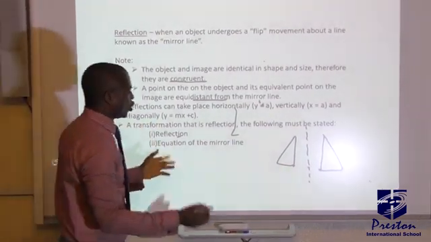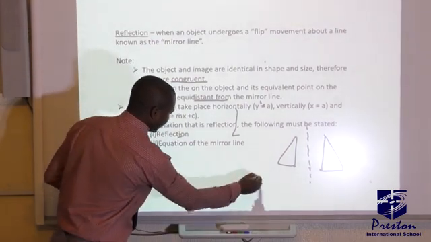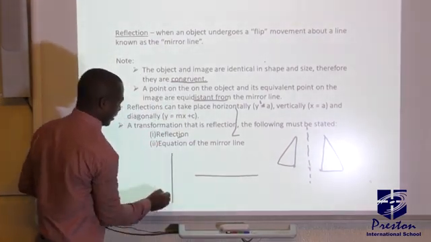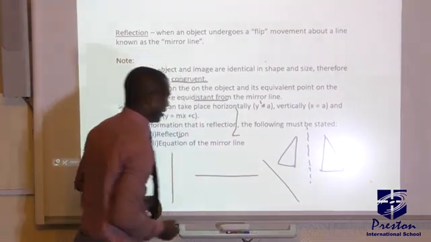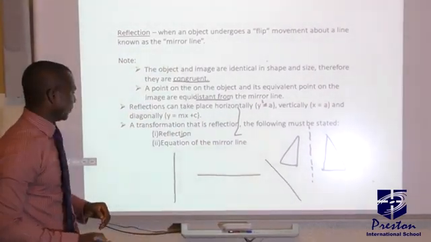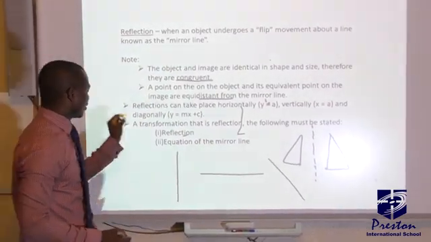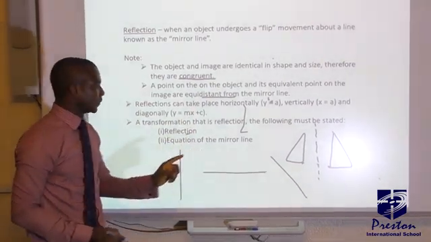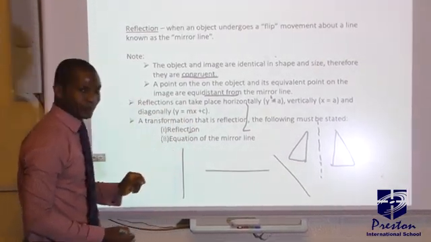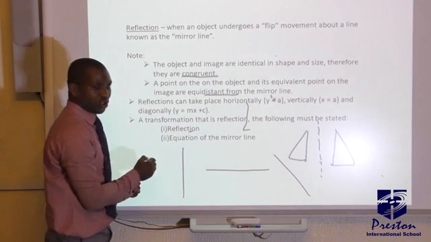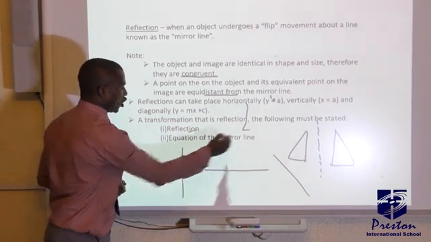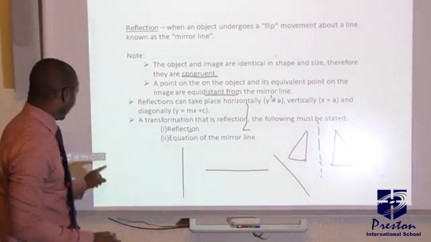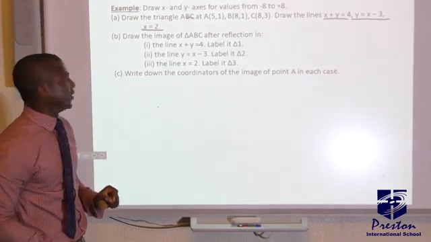Now, reflection can be done horizontally, it can be done vertically, and it can be done in diagonal form. So under a transformation that is reflection, you need to state the following. That is, it is reflection, and also the equation of the mirror line. That's very important. Then that will take us to the example for the day.